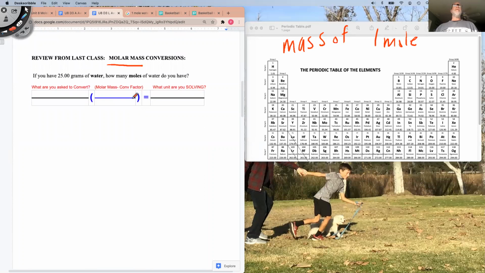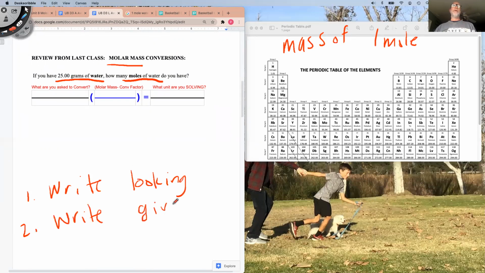Whenever we work out a problem, the first thing we want to do is read it. It says you have 25 grams of water. We're given 25 grams of water, and we want to know how many moles of water. Remember, step one, always write what you're looking for. Step two, always write what you're given. If you can do that, chemistry becomes so easy, because you end up just solving these math problems by cancellation. There's still other stuff to learn in chemistry, but the mathematical portion becomes easier.